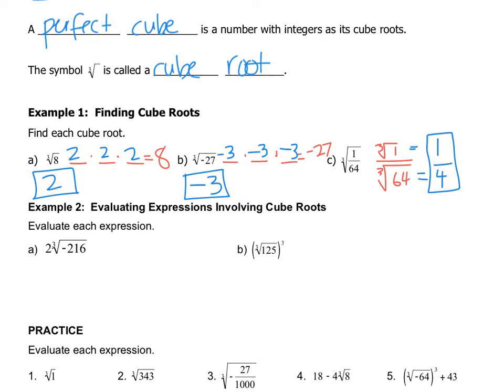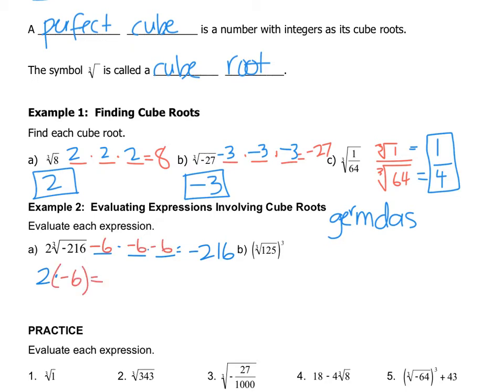Example 2 is using GEMDAS, or as we now call it, GERMDAS, because of radicals. These are considered radicals because it has the check mark. So we're doing 2 times the cube root of -216. You follow your order of operations, and the first thing that we hit is the radical, then we'll multiply. So what number used 3 times is -216? Guess and check on your calculator. It's going to be -6. So it's 2 times -6, which is -12.